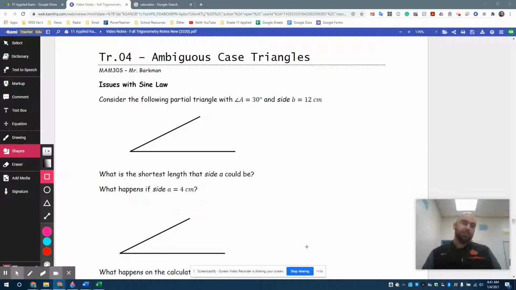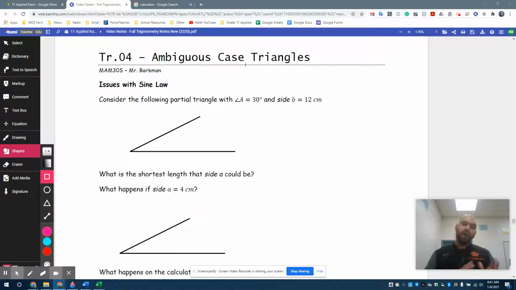In this lesson here, we're going to be taking a look at ambiguous case triangles. And you'll notice there on the top here, we have our title, ambiguous case triangles. Ambiguous just means that we're unsure of the exact answer. And we're unsure of it because there may be more than one answer. We might not have just exactly one answer that we're choosing. We might have more than one answer.